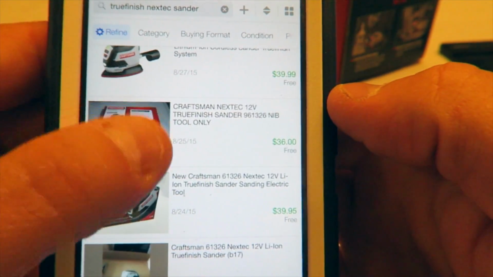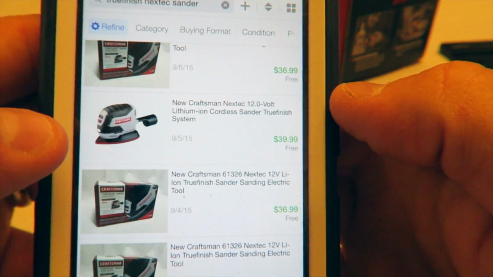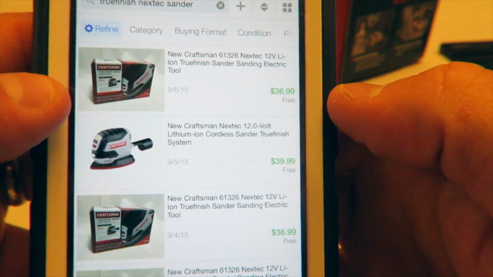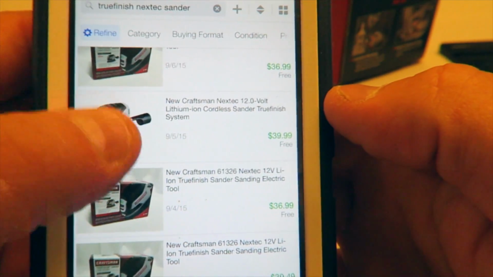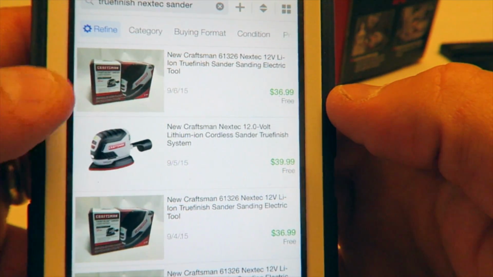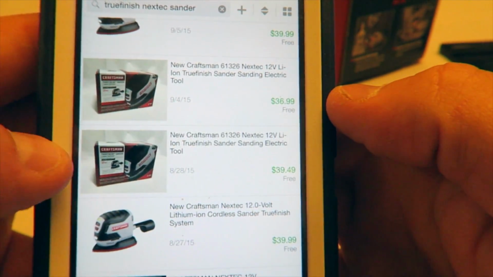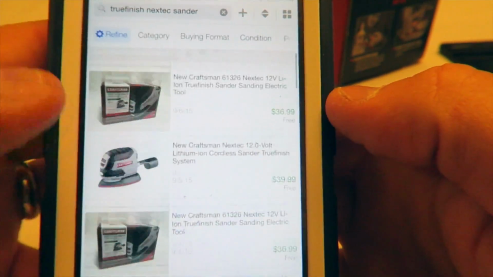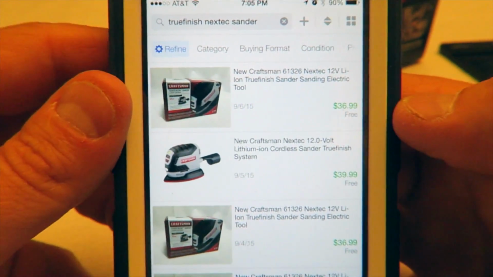$39, $36, $39, $39, $37, right? $40, right? Once you take a look at this, you can get an idea of when it last sold. One sold today, I mean yesterday, day before that, week after that. Once you get a rough idea of what these sell for, then you can price the product, or you can think about buying the product.